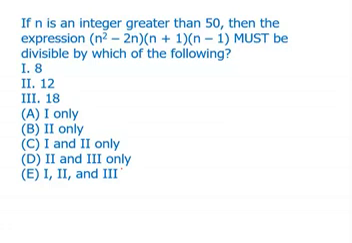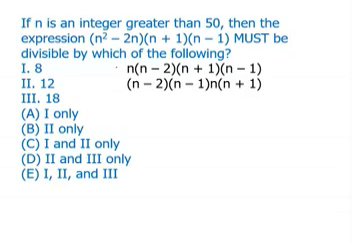Well, notice that this expression can be factored. And so we can factor out the n and then rearrange the terms. Notice that n plus 1 is 1 more than n. N minus 1 is 1 less than n. N minus 2 is 1 less than that. So what we have here is a product of 4 consecutive integers.